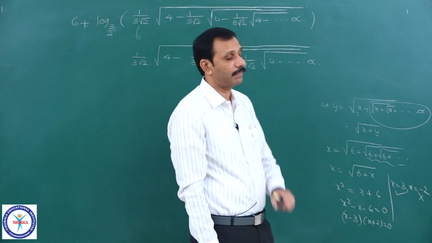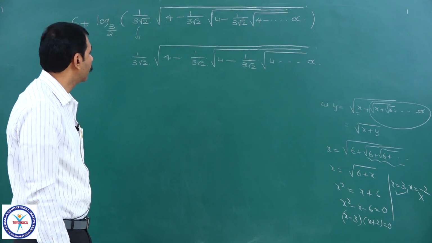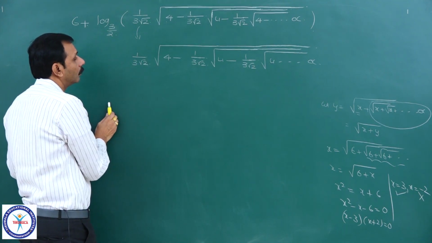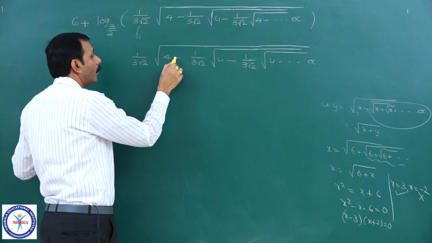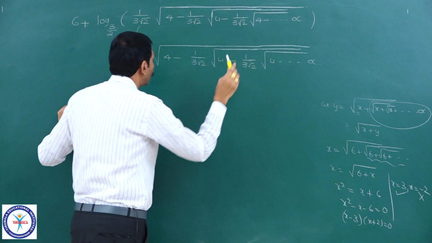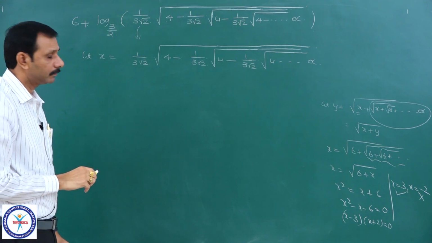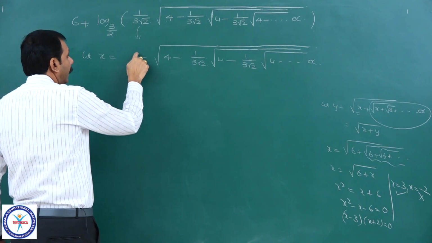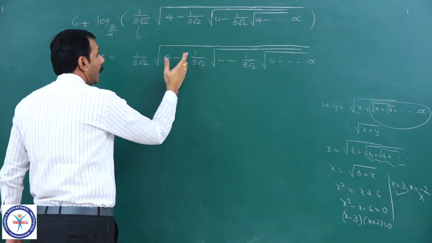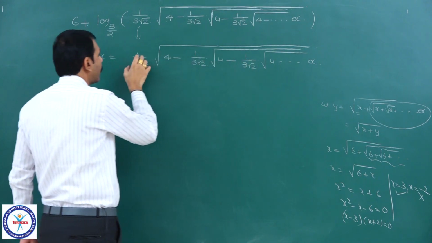We handled this one. Now, in the same way, observe this. 1 by 3 root 2, root of 4 minus 1 by 3 root 2, root of 4 minus 1 by 3 root 2, and so on. I will take x equal to this one. If I take 1 by 3 root 2 into root of 4 minus, again from 1 by 3 root 2 root of, and so on will be the same as this one only.